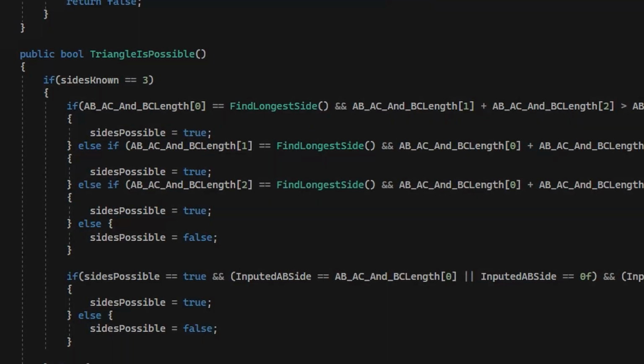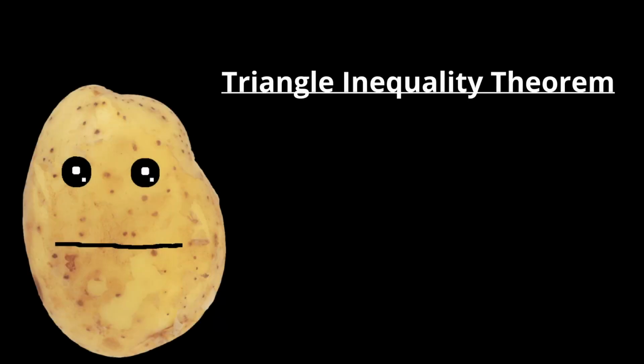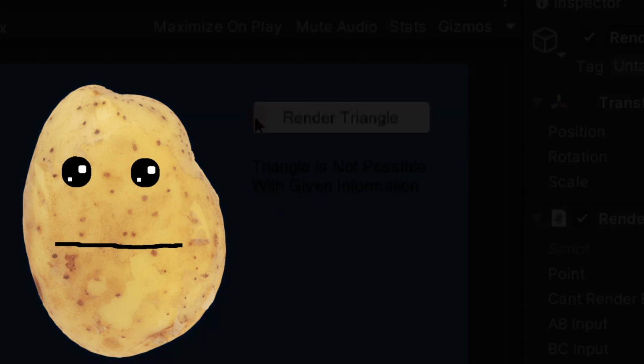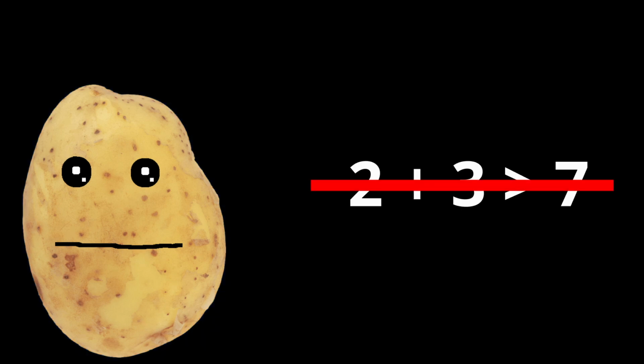In other news, I added an isTrianglePossible function, which uses the triangle inequality theorem to determine if a triangle can be made with the side lengths inputted. If you don't know, the triangle inequality theorem simply states that the sum of the triangle's 2 smaller sides must be greater than the triangle's longest side. For example, if you type in 2, 7, and 3 into my program, the function will return false and a message will pop up saying, "It is impossible to construct a triangle with these dimensions, because 2 plus 3 is not greater than 7."